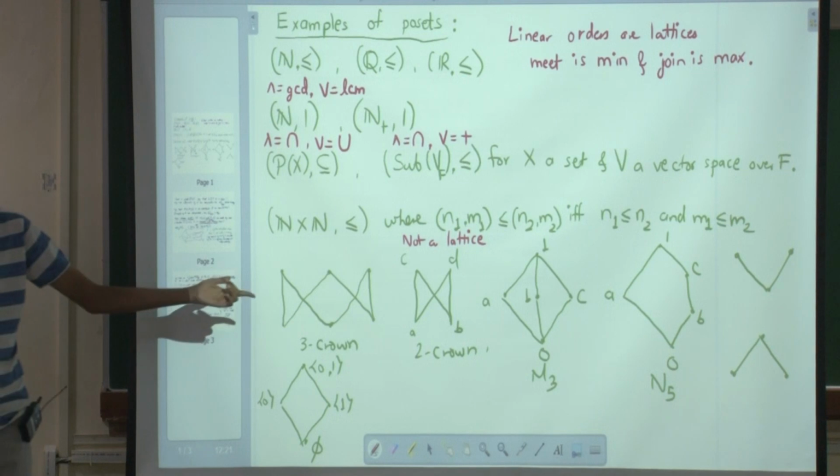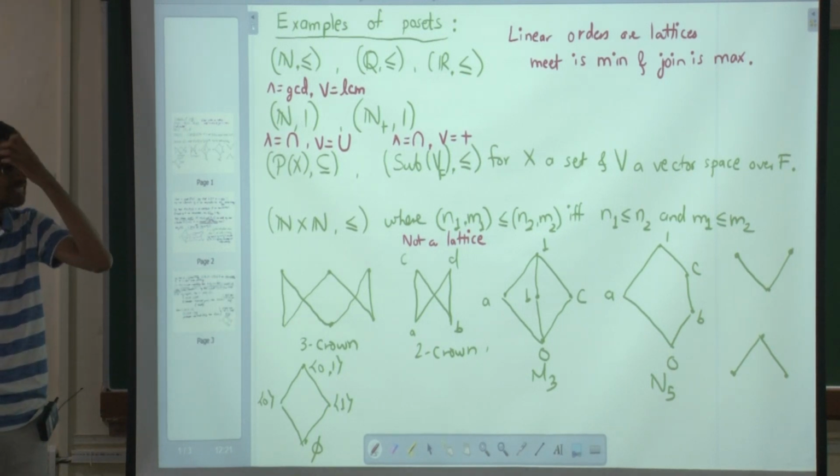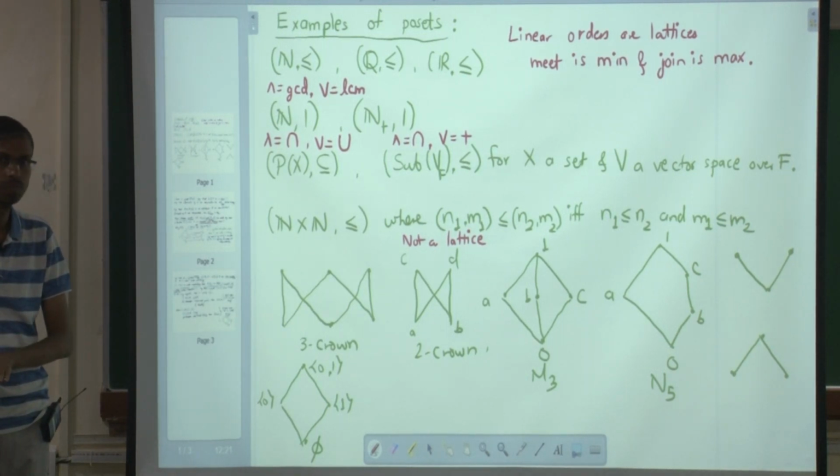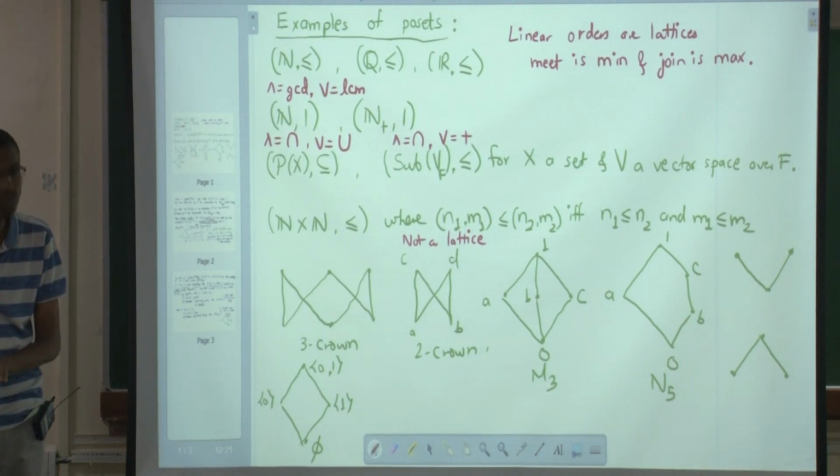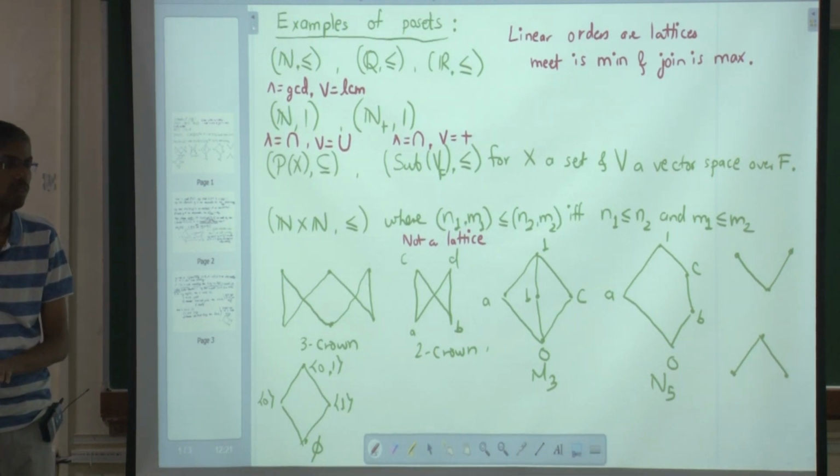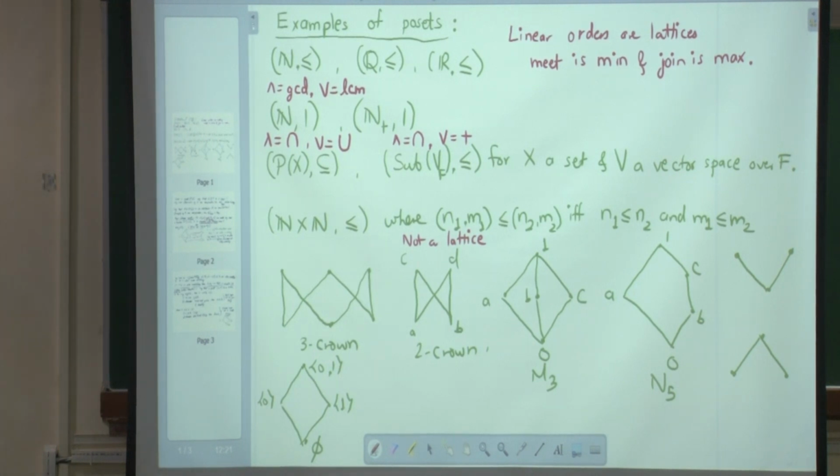What about M3? Is it a lattice? What is meet of A and B? What is meet of A and C? 0. What is join of A and B? What is join of 0 and 1? Okay, so this is a lattice. I am not going to draw. This is also not a lattice. Yeah, I mean the 3 crown is not a lattice. This is M2, so this is a lattice again. N5 is a lattice.